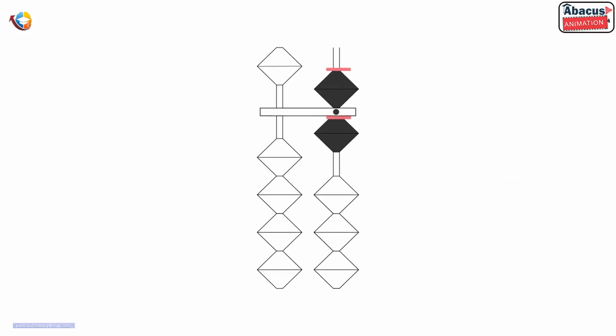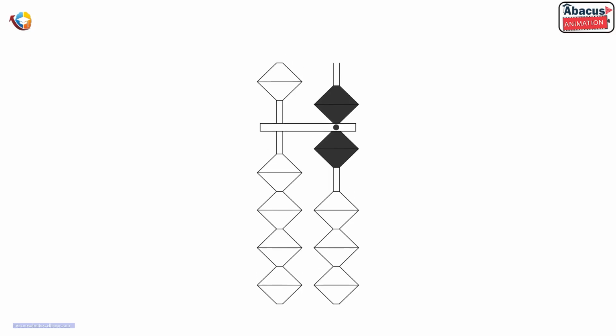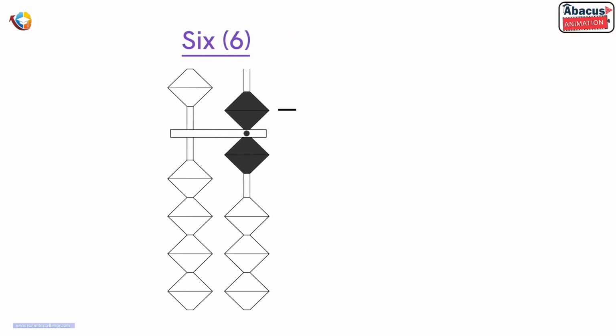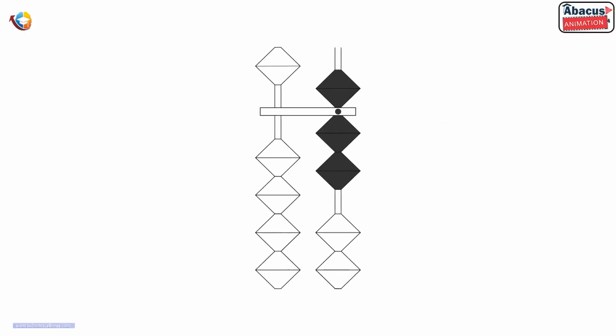Now, let's see the next number. 2 beads touching the center bar, the upper bead and the lower bead. So the value of the abacus will be? It is 6. Because the value of the upper bead is 5 and the value of the lower bead is 1. 5 and 1 becomes 6. Therefore, the value of the abacus will be 6. Good. Now let's move on to the next part.